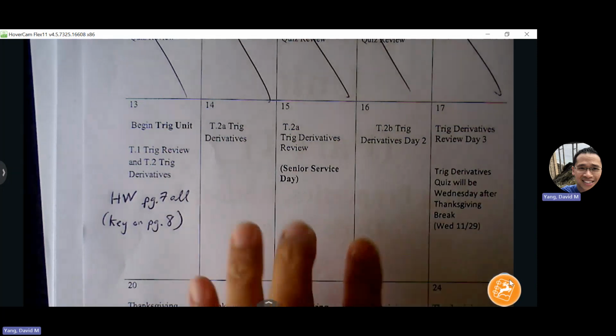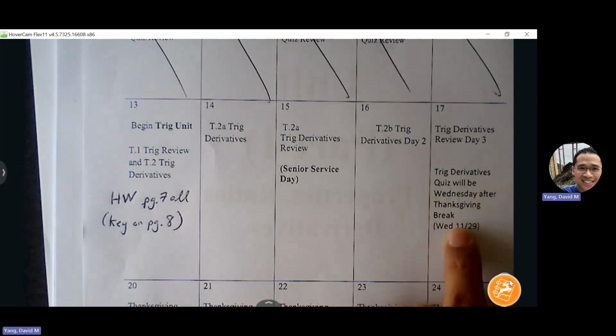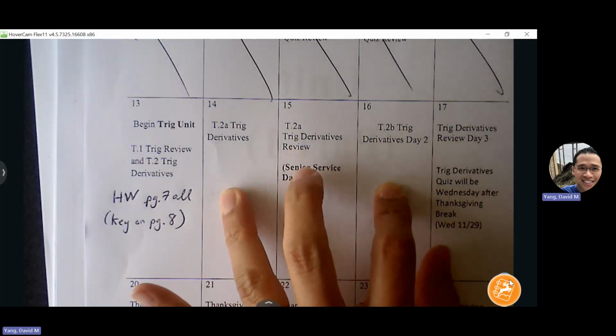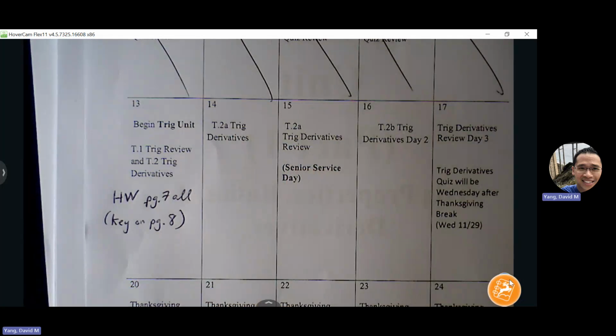So the quiz will be the Wednesday after Thanksgiving break. We'll have tomorrow and Thursday and Friday to review. Wednesday will be senior service day. So for any students who are going to be here, it'll just be a study hall. And then when we come back, we'll do part 2 where the curve sketching, the related rates, and a little bit more derivative rules I will teach.